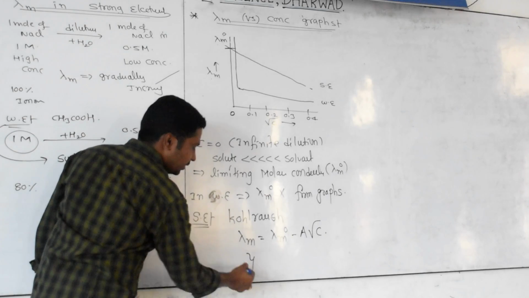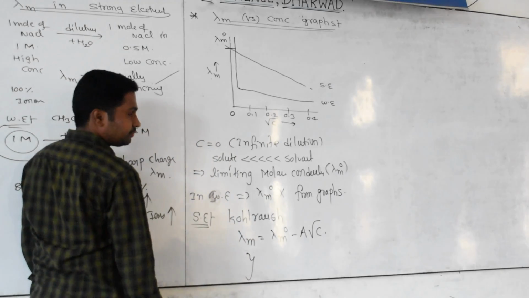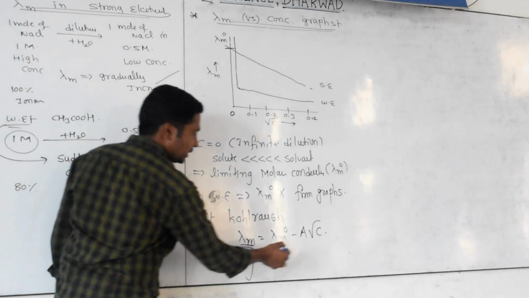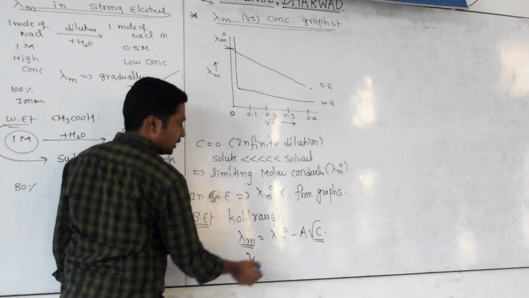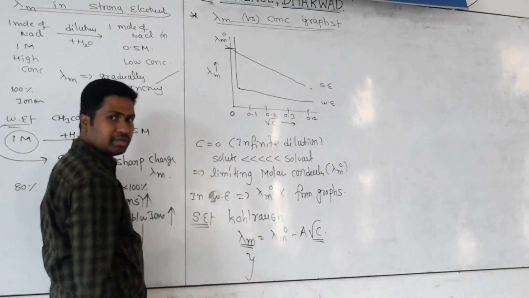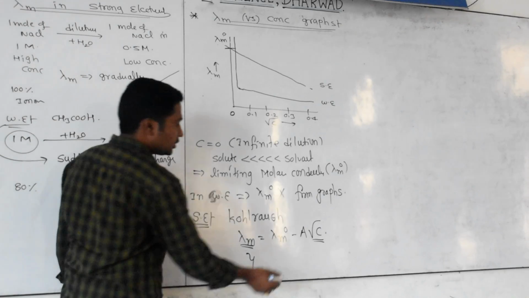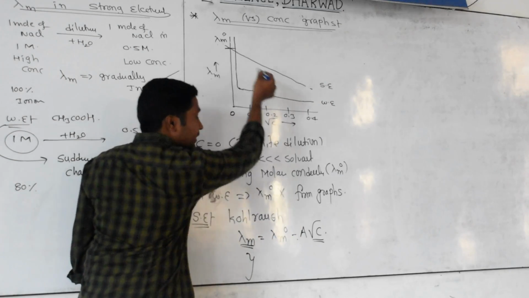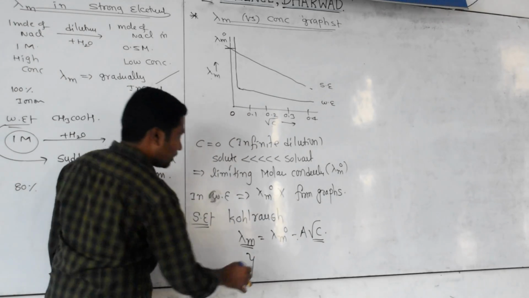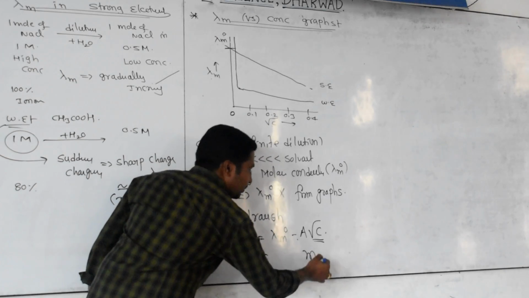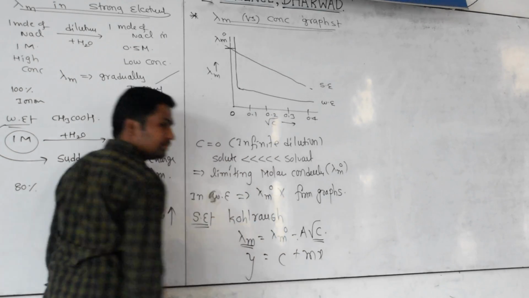Yes. Why? What are the variable terms here? Molar conductivity is changing and square root of concentration is changing. Lambda naught m will be the intersecting point and a will be the slope. The slope is negative. That's why the line is coming downwards. Okay, y is equal to mx plus c.